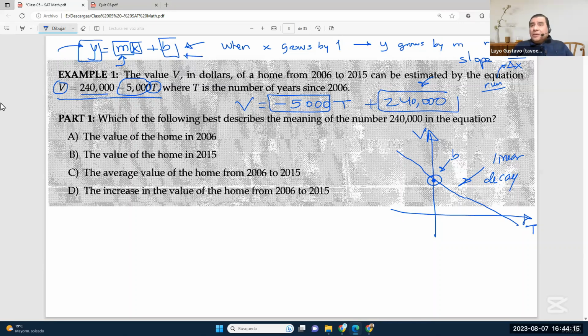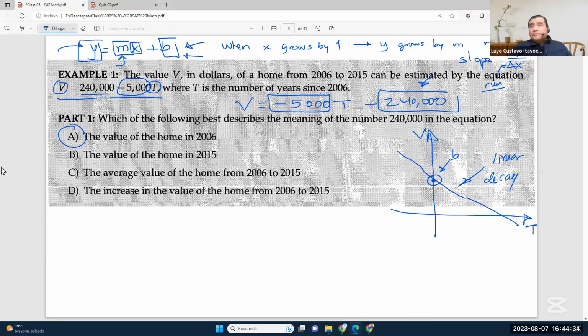The value of the home in 2006, the value of the home in 2015, or the other two options. Clearly, what we understand here, it must represent the initial value of the property, right? Yes, it's correct. Option A.